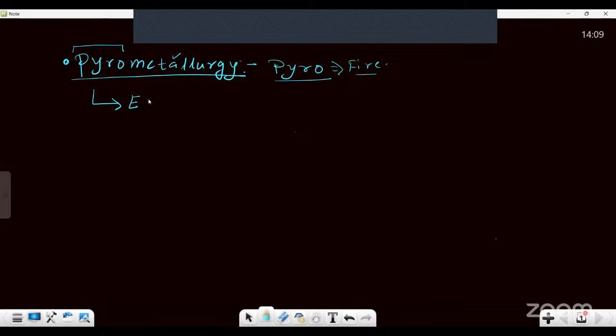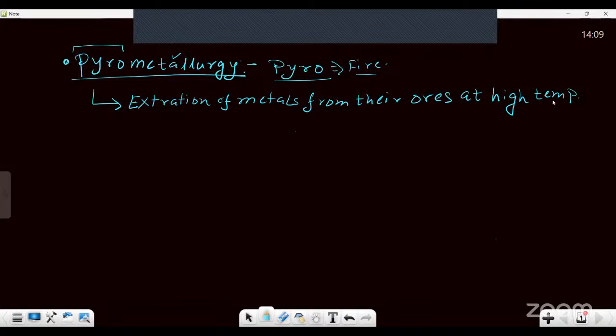So we can say the pyrometallurgical route is nothing but extraction of metals from their ores at elevated temperature, or I can say at high temperature. So we are giving very high temperature in order to extract the metal. High temperature means what is the temperature range? It is basically 500 degrees Celsius to 2000 degrees Celsius. That is the temperature range which we actually give in the pyrometallurgical route.